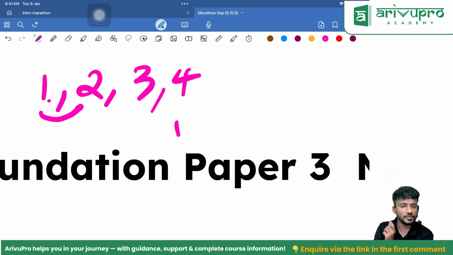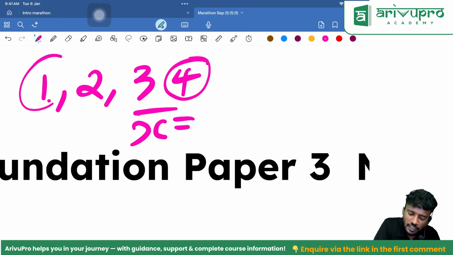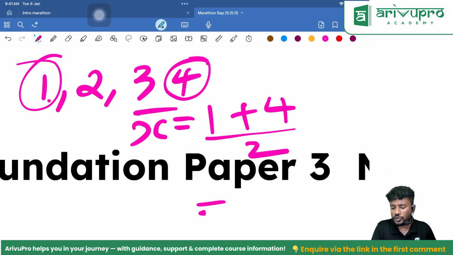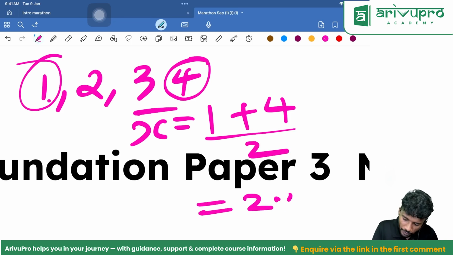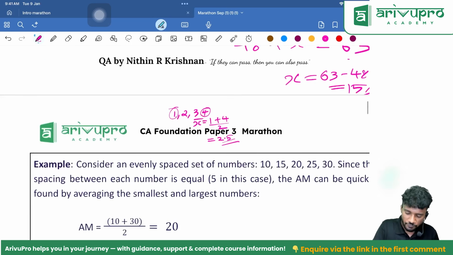Another method is whenever there is equal spacing or a common difference between consecutive terms. For example, 1 is becoming 2. What is the common difference? 1. Then 2 becomes 3, common difference 1. 3 becomes 4, common difference 1. Whenever there is a common difference of 1, we can always find the arithmetic mean as the average of the first value and the last value, divided by 2. That is how much? 1 plus 4 divided by 2 is 2.5.